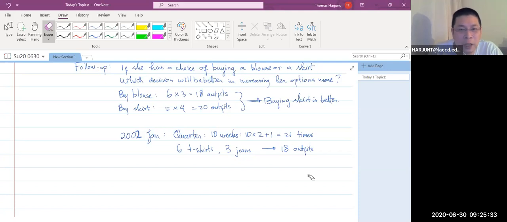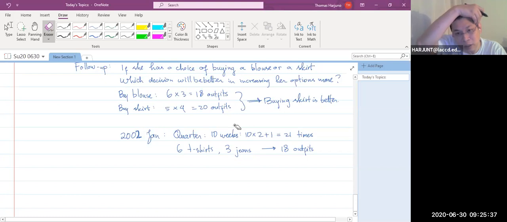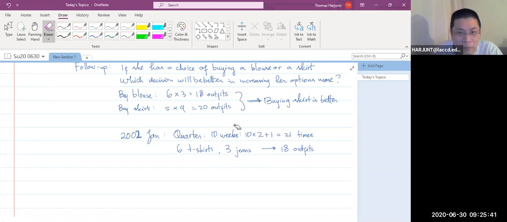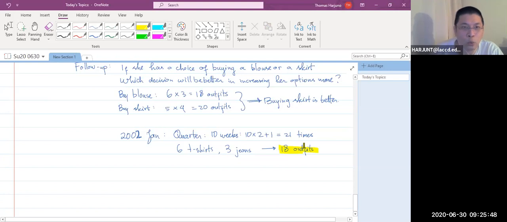Okay, so at that time, I had this situation. Now, the 10 weeks implies that's more than 2 months. So after the first month, I decided I needed to buy something to increase my number of outfits. So which decision is better? Should I buy t-shirts, or should I buy jeans?